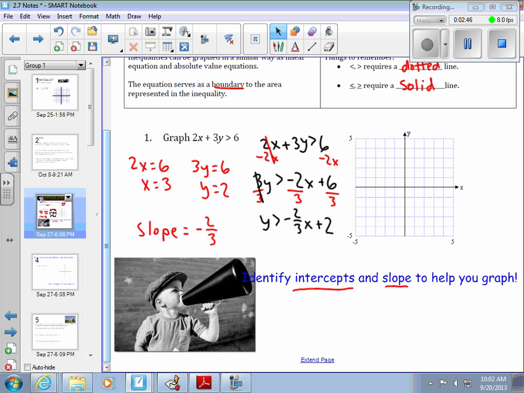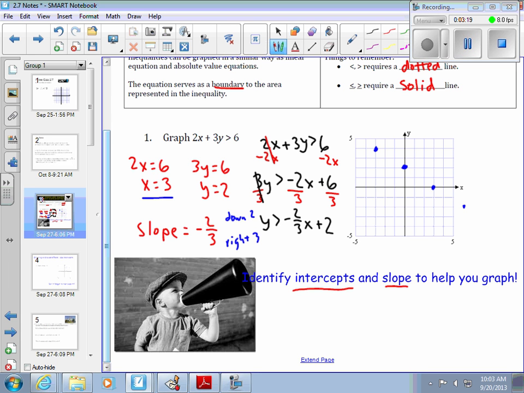So over on our graph, we now have enough information to graph this problem. Our y-intercept we said is 2. Our slope is negative 2/3. That means we're going down 2, right 3. So if we go down 2, right 3, we got a point there. Or we could go the opposite way, up 2, left 3. And there's our points. Notice it does have an x-intercept of 3, just like we said it should.